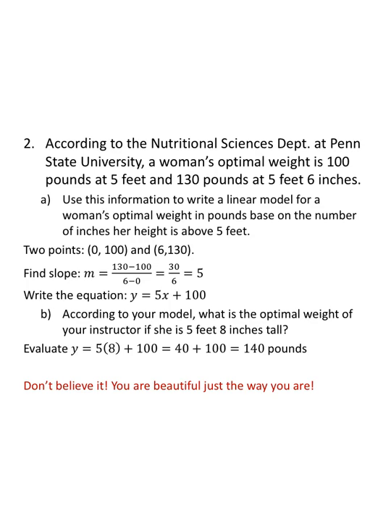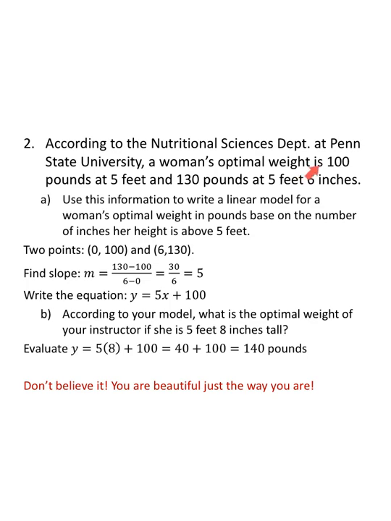According to the Nutritional Sciences Department at Penn State University, a woman's optimal weight is 100 pounds at 5 feet tall and 130 pounds at 5 feet 6 inches. We're going to use this information to write a linear model for the woman's optimal weight in pounds based on the number of inches her height is above 5 feet. Once again, we have a scale factor. Instead of years after 2000, it's the number of inches above 5 feet.